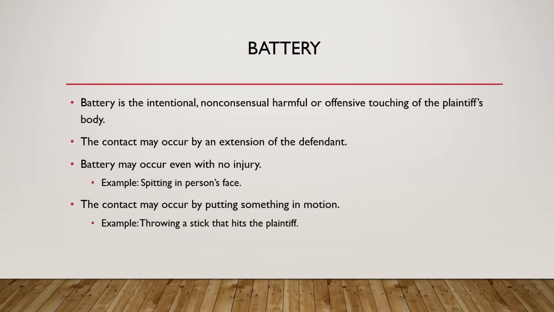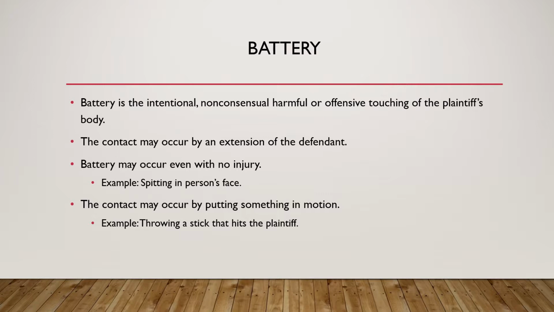Let's begin with battery. Battery is the non-consensual and intentional harmful or offensive touching of the plaintiff's body. So this is where there's an actual contact. So let's take our example that we talked about with the actual intent a moment ago, where John throws the punch at Adam. That is going to be one, intentional, two, it's not something that's consensual, and it's a harmful or offensive touching of the plaintiff's body. So in that scenario, John has committed the intentional tort of battery.